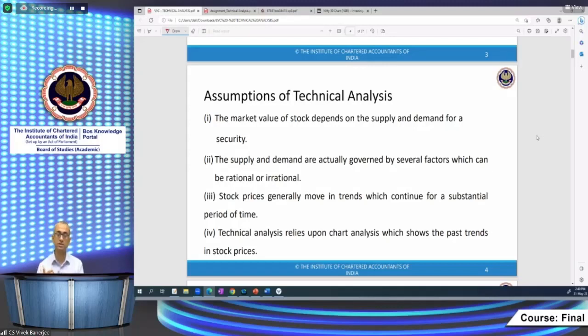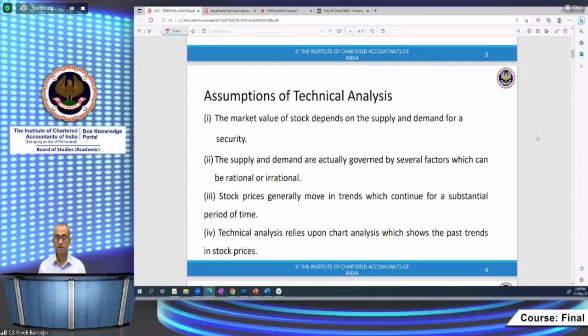Second point is that the supply and demand are actually governed by several factors, which can be rational or irrational. For example, a company has declared a dividend, and the dividend has been increased from the previous year. So that will make the share prices rise. Share prices will increase. Again, in a later slide, we will see the rationality and irrationality of these investors.